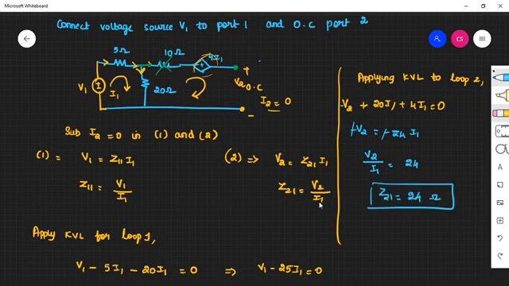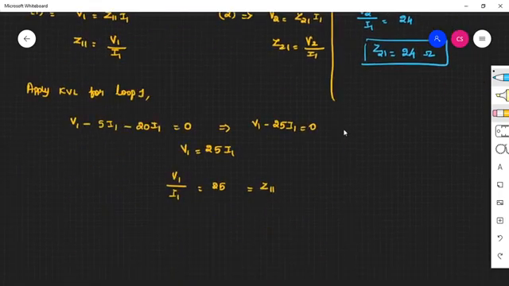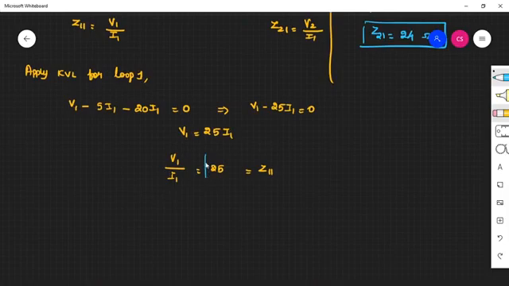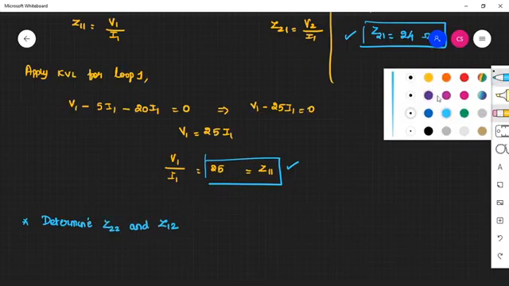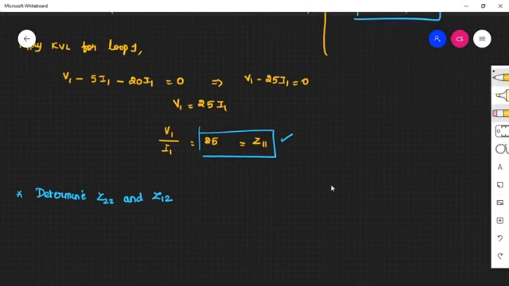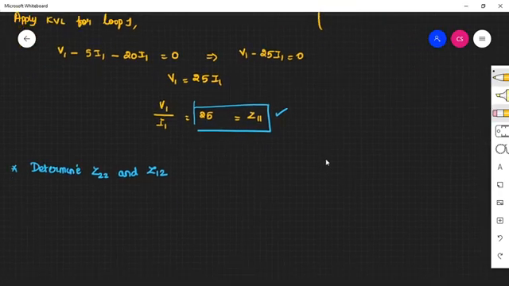Right? So by applying KVL to loop 1 and loop 2, we have found the value of Z11 and we have found the value for Z21. Next, we need to find the remaining parameters. So the next step is to determine the values of the next two Z parameters, namely Z22 and Z12. To find Z22 and Z12, what we need to do? Let us connect a voltage source to port 2 and we will open circuit port 1.